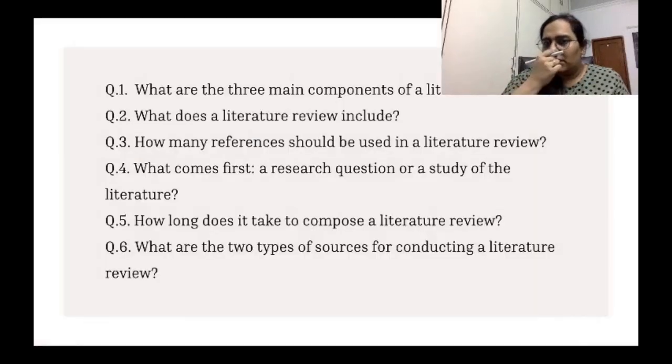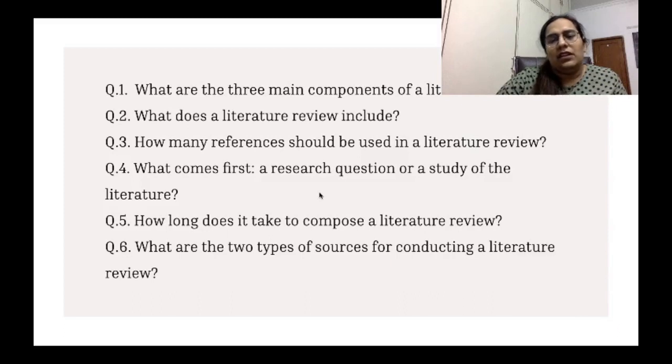Let's talk about some of the questions. There are three main components in the literature review: the introduction, the body, and the conclusion. What does a literature review include? It includes the peer work of other researchers. How many references? Generally, you try to have hundreds of references because you don't know how many references you will be using. The next question: what comes first, a research question or a study of the literature? The research question comes first. The study of the literature comes second.